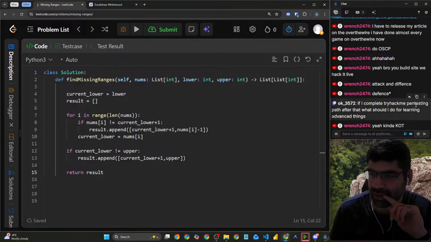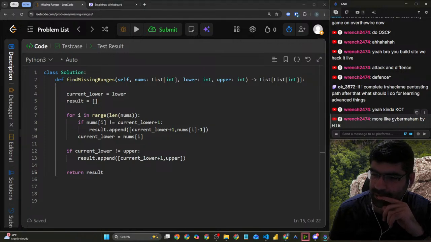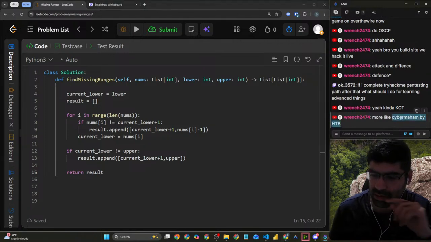I've completed the Try Hack Me pen testing path. After that, what should I do for learning advanced things? Hack the Box. Cyber Mayhem by Hack the Box. Oh yeah, I'm down. I would like to see this.